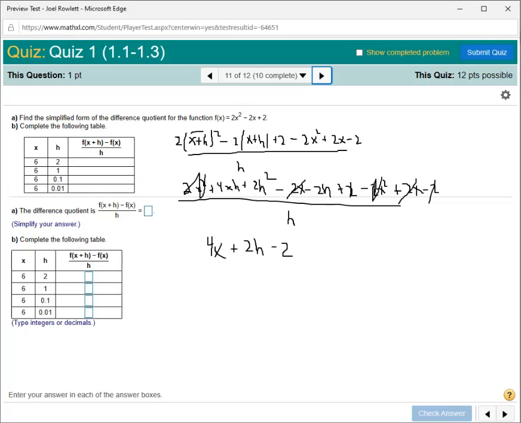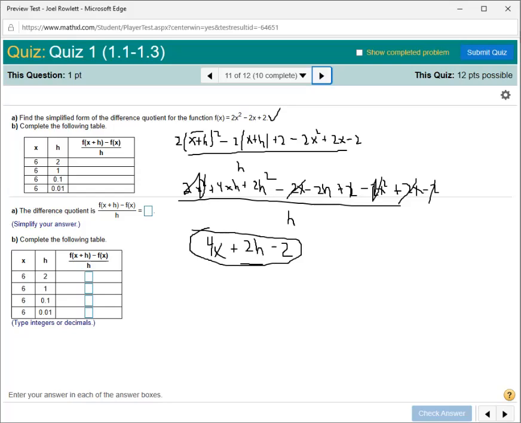And if we were evaluating the limit as h approaches 0, this would actually drop out. And that would leave us 4x minus 2, which happens to be the derivative here. But that's not what they asked us to do. So this is the answer for part A. And now we have to figure out, using this, the answer to part B.